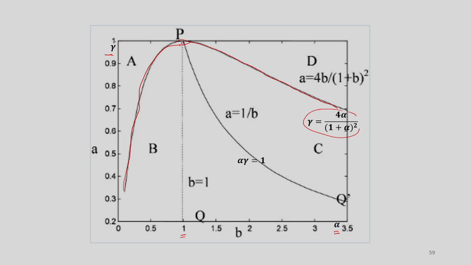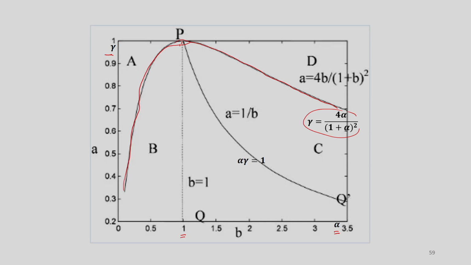Gamma, remember, cannot exceed 1. So there is an upper limit here, because gamma is the marginal propensity to consume. Alpha, however, does not have any upper bound, so it can go along the x axis. This line is a concave function reaching a maximum at alpha equal to 1. At that value, gamma is equal to 1. This is point P, and then it comes down.